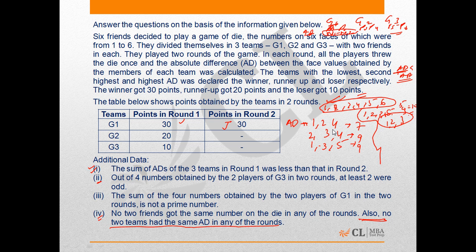It is given in the first statement that the sum of ADs of three teams in round 1 was less than that in round second. So the ADs of the three teams G1, G2, G3 in round first were 1, 2 and 4 respectively, and in second round there were two possible cases. ADs of 1, 3, 1, 2 and 4 can be obtained in two different ways.